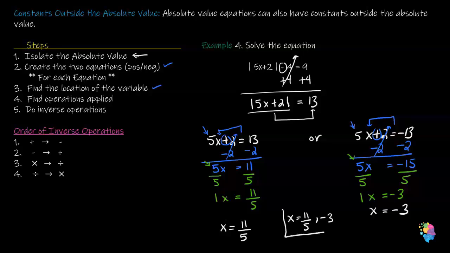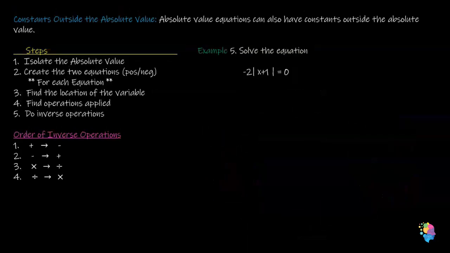Now notice that every single example we've done so far has had two solutions, but that is not always the case. So we try example 5 here. Now on the left side, the absolute value is not isolated. It has this minus 2 outside of it. That minus 2 is multiplying the absolute value. So that means that I have to get rid of that first before I can create my two equations. So then let's isolate the absolute value.